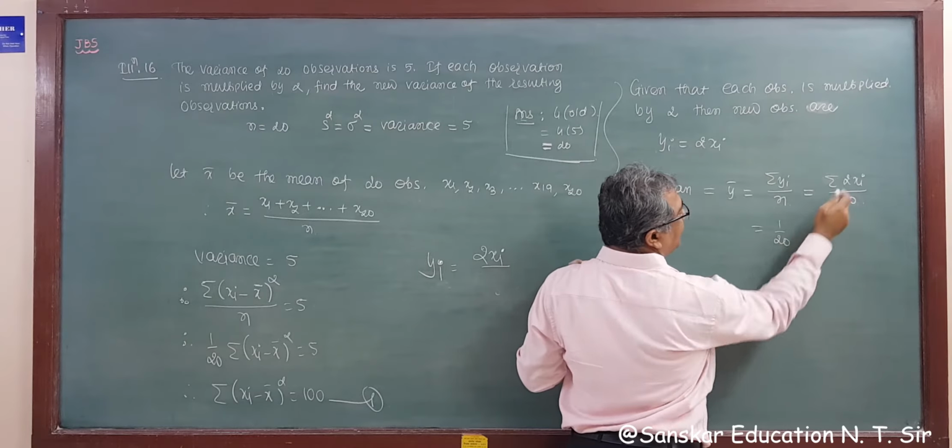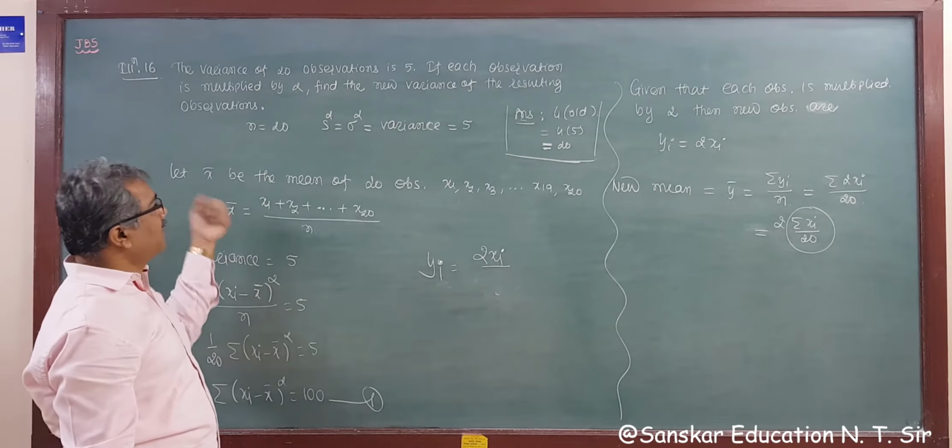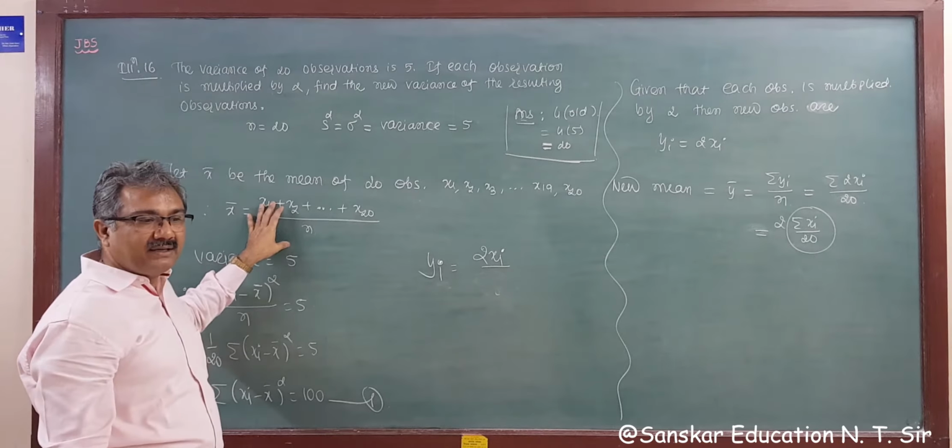Just a minute. This 2 comes out, so we get 2 times sigma xi upon 20. Now sigma xi upon 20 is nothing but your old mean, x bar. So the new mean is equal to 2 x bar. This x bar is the sum of all observations divided by the number of observations, which can be written as sigma xi upon n. That is your x bar, so this is 2 x bar.